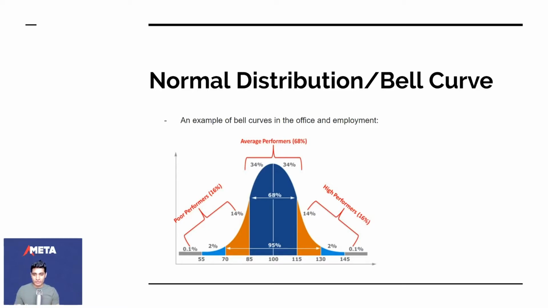So in the office, you have some poor performers. Very, very few people perform poorly. And then you have some people who are very high performers, right? They're at the extreme edge. And there's the average performers, and you're very likely to find these average performers there in the center.